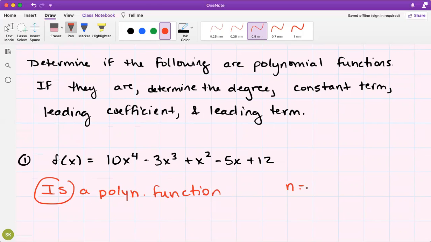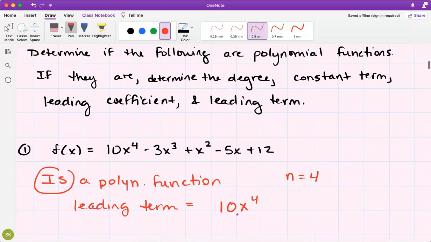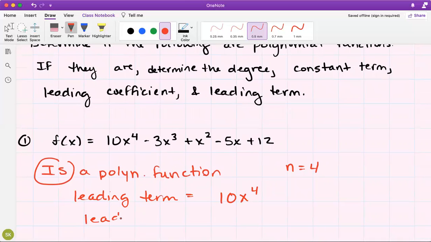Notice that the degree here is 4. That's the largest power, and you can see that all the other x's have a power less than this degree 4. So we have a 3 here, a 2, a 1, and a 0. The leading term is 10x to the fourth. And the leading coefficient is just the coefficient on the leading term. So the leading coefficient is 10, this number here. And the constant term is 12, this number here. That doesn't have any x's.